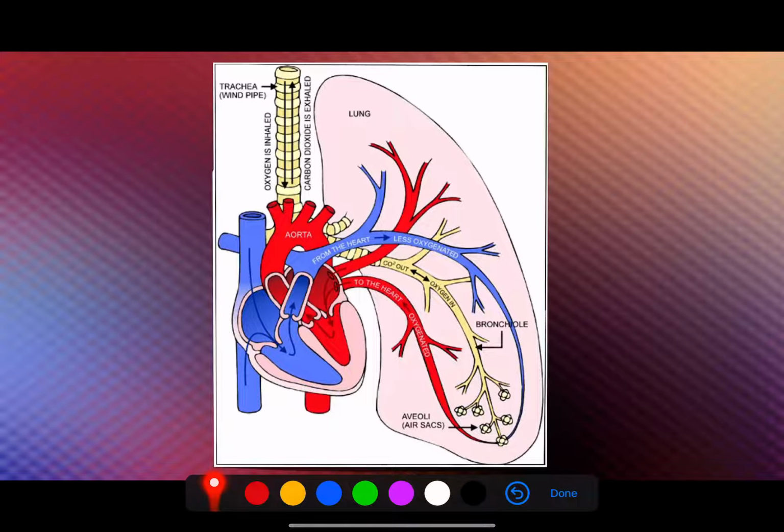Okay, look at this picture. I want you to look at this, and I want you to see if you can use this picture to help you explain how the respiratory system and the circulatory system work together. When you're thinking about the respiratory system, do you see different parts that you remember as we talked about the respiratory system? The trachea, the alveoli.